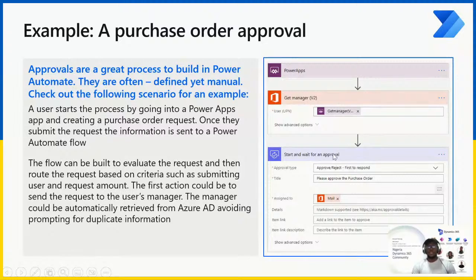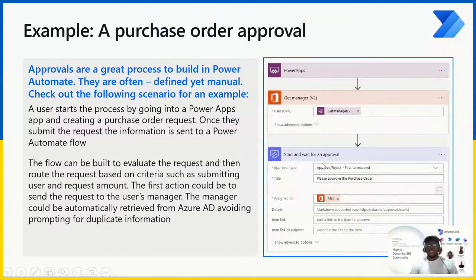Now this is also another action. So here we have Power Automate sending an approval. So this is you actually building a flow or an automated solution that includes an approval process. Here you would see that in the assigned to field, we have the mail dynamic content. Now this mail dynamic content also comes from the get manager action card that we have right here.